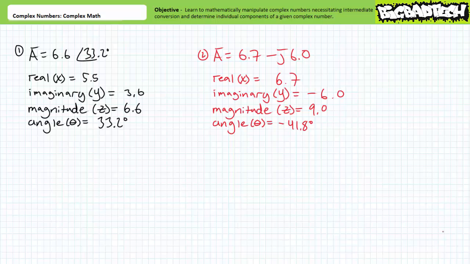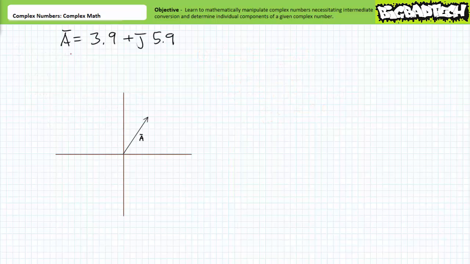The magnitude is 9.0. Conversion is necessary because we're being asked to find a polar element of a complex number being expressed in rectangular. Finally, the angle is negative 41.8 degrees. Similarly, conversion is necessary because we're being asked to find a polar element of a complex number being expressed in rectangular. Moving on, let's now examine negation and complex conjugation, two related but totally different functions that are often confused with each other.